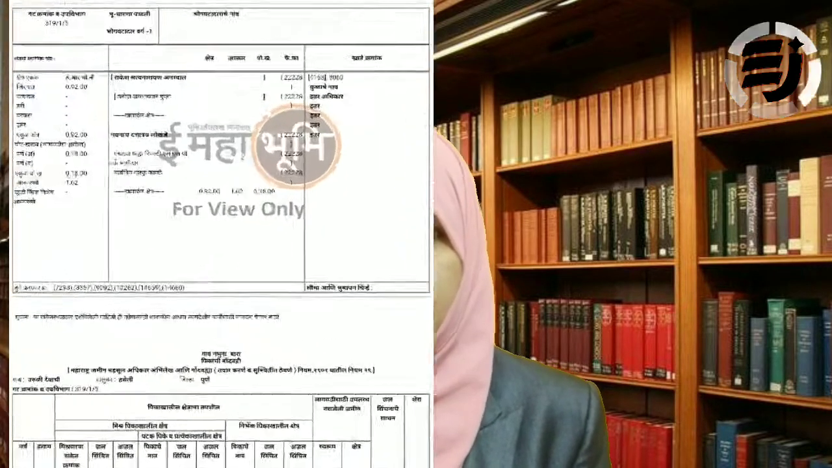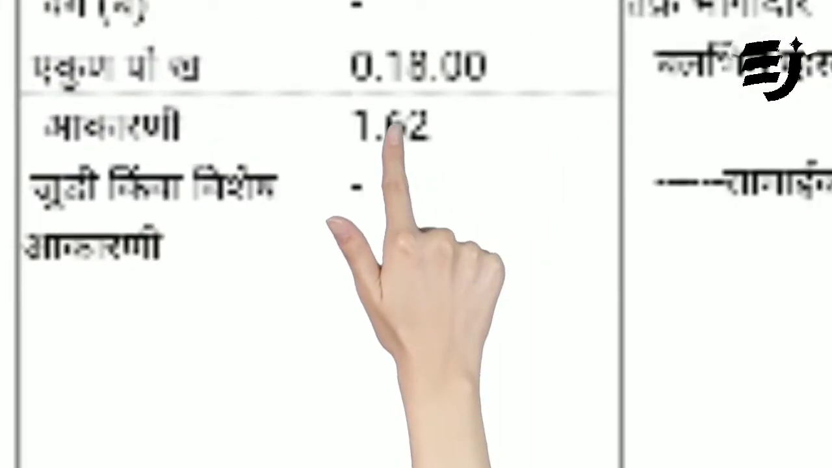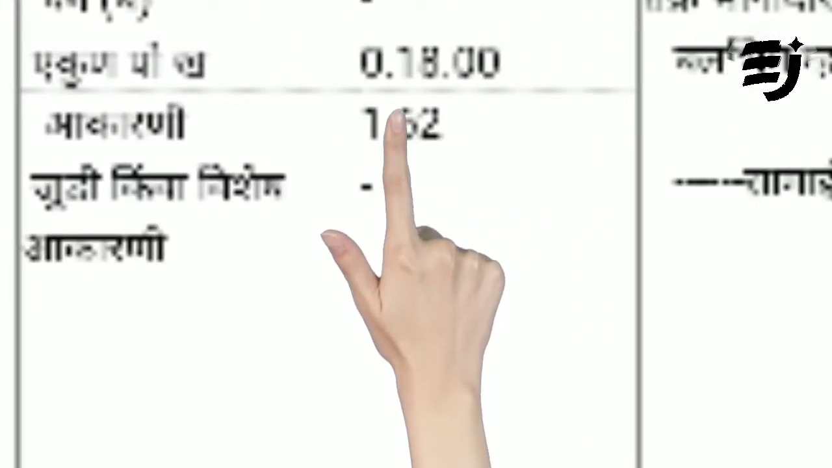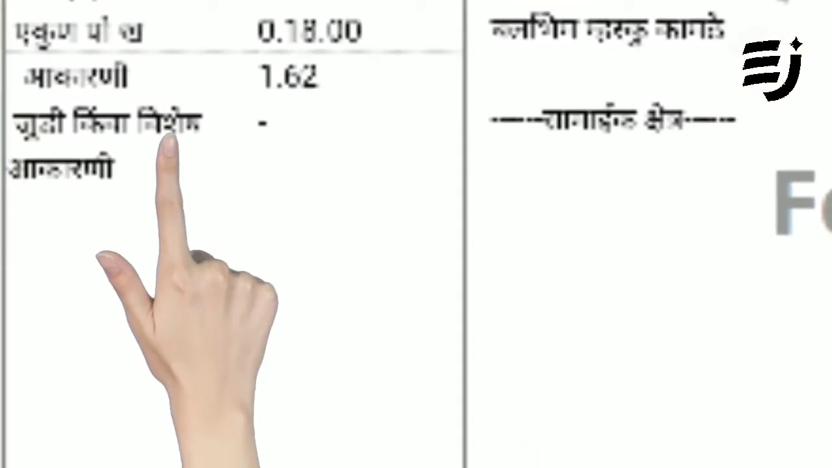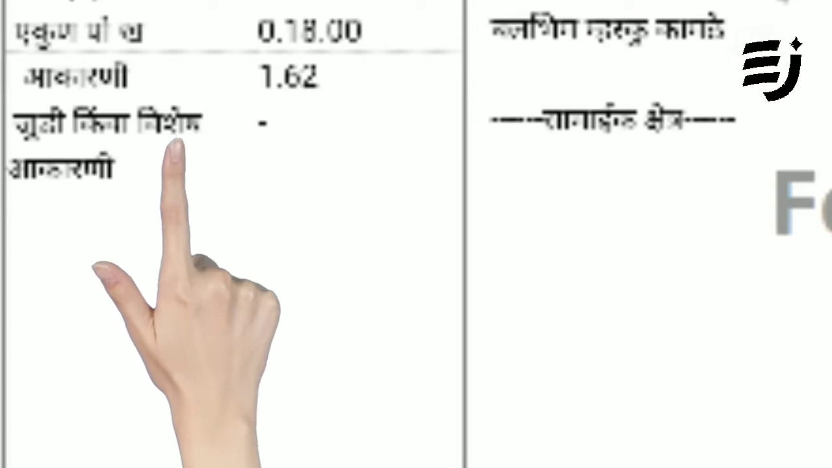The next content is Akarni. This indicates the amount of assessment or the revenue paid by the landholder. Now the next content is Judi Kiva Vishesh Akarni. This indicates the revenue or the tax paid by the person to whom the land is given by the government.